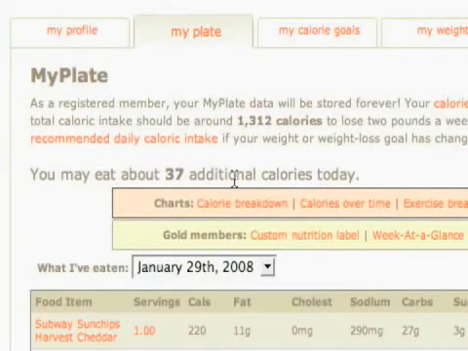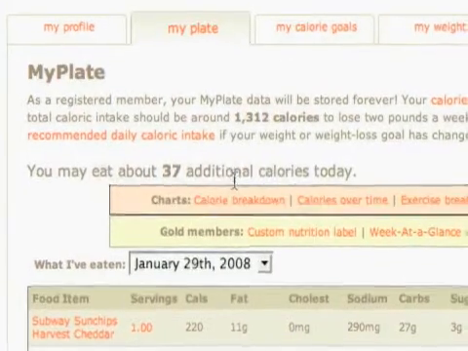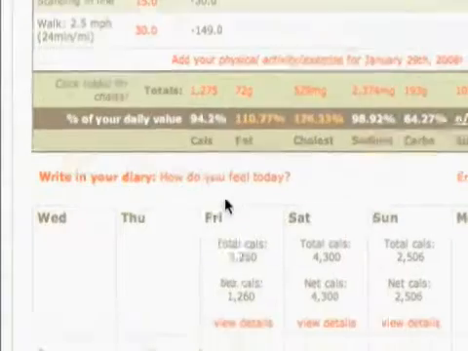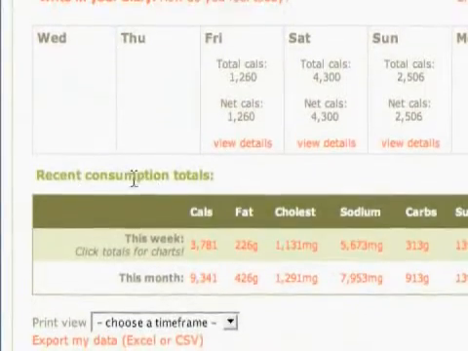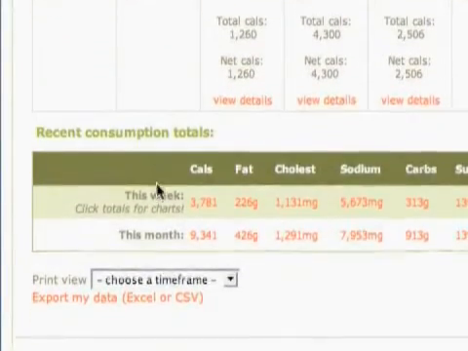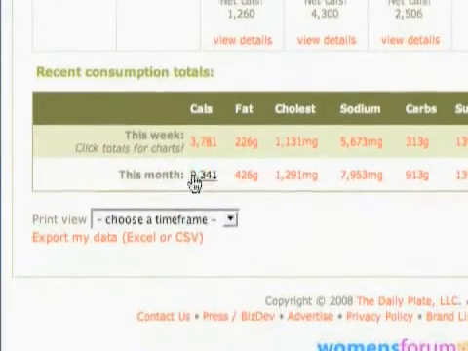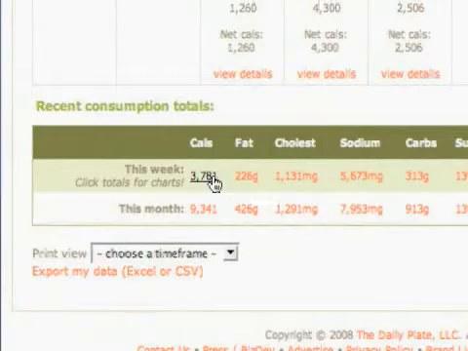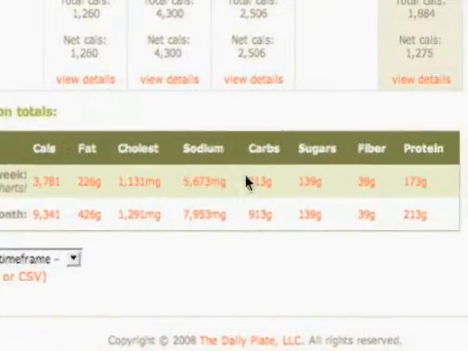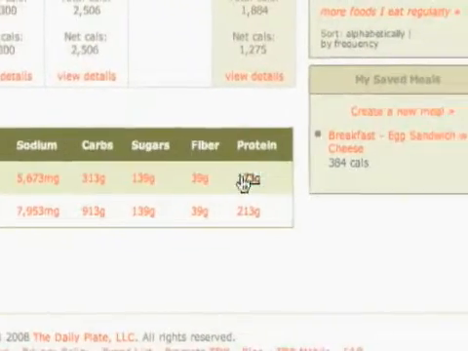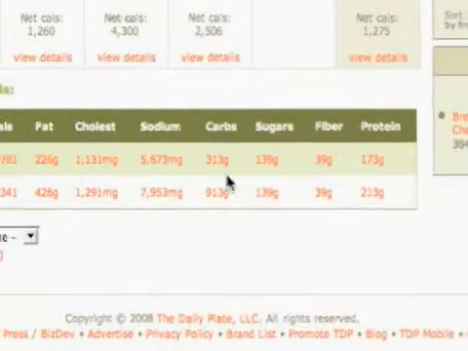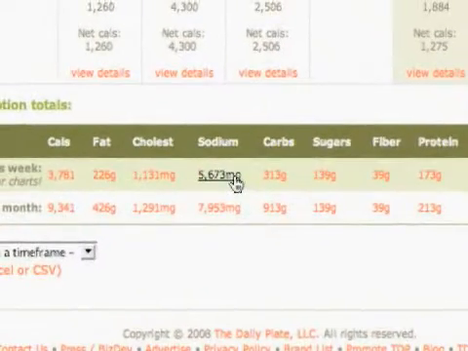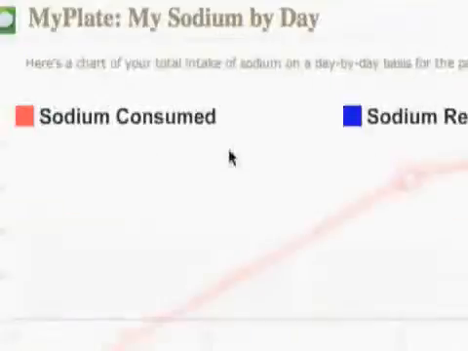So now I'll talk about what they call the recent consumption totals, which go all the way to the bottom, and there it is, recent consumption totals. So here you can get a weekly and monthly look at everything you're consuming. You've got your calories, fat, cholesterol, sodium, carbohydrates, sugar, fiber, and protein. And you can even get a breakdown of each one by just clicking on it.